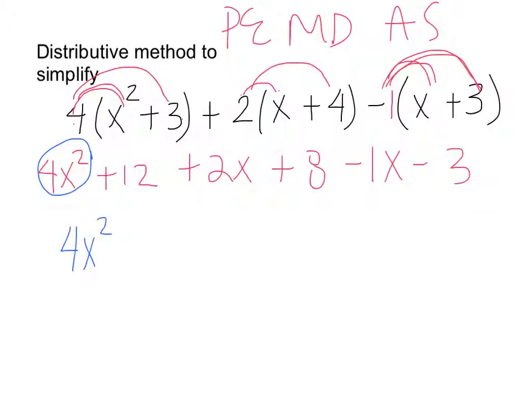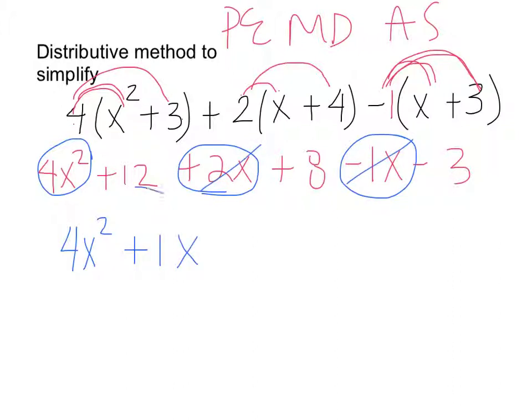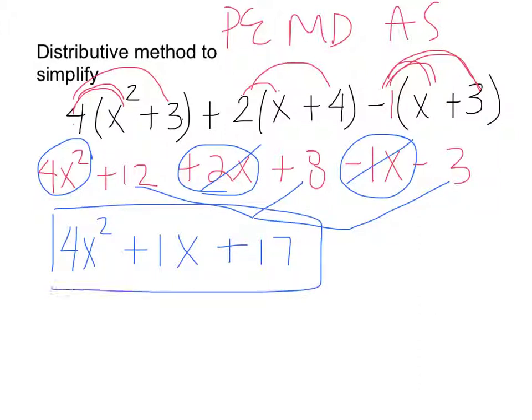Now I'm going to combine all my x terms. So this is going to be a positive 2x and a -1x. So 2x plus -1x is going to be a positive 1x. I'm done with those. Now I'm going to combine all of my constants. 12 plus 8 is 20, minus 3 is a positive 17. And so I end up with this trinomial.